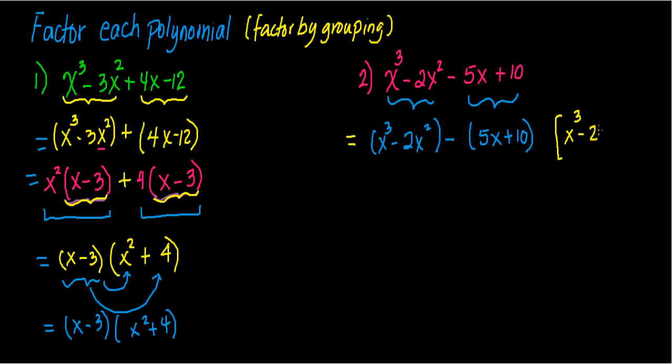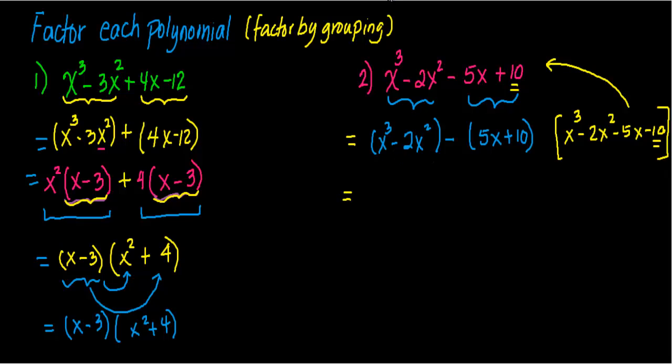x cubed minus 2x squared minus 5x minus 10, if I were to distribute this minus to each one of the terms. And when I compare this polynomial to the original one, they are not the same polynomial. It's not the same thing to add 10 to something as to subtract 10 from something. So there's a problem when I use grouping and you have a minus here. And you have to be very careful. We have to fix that.